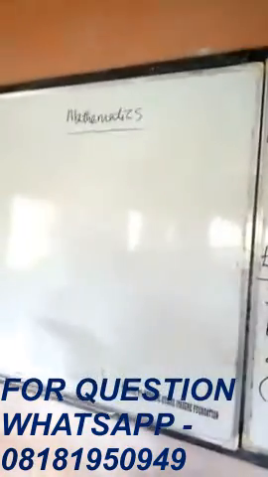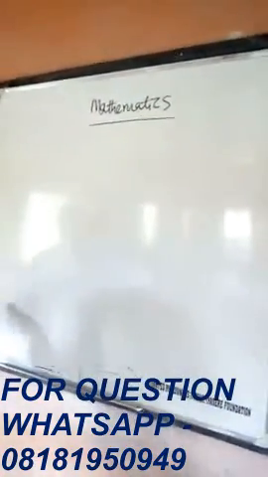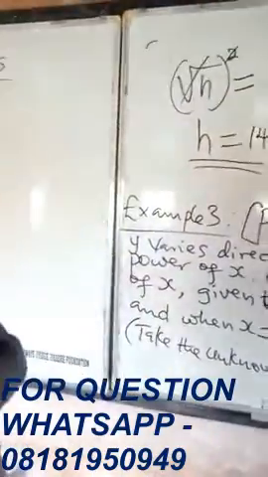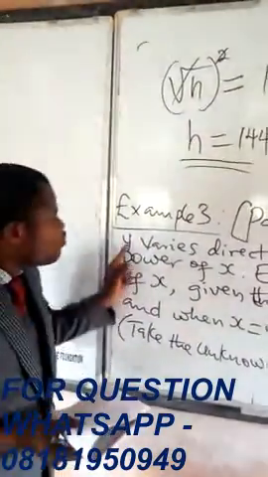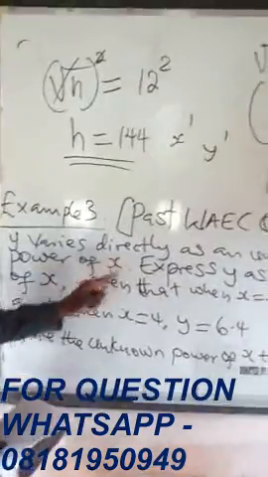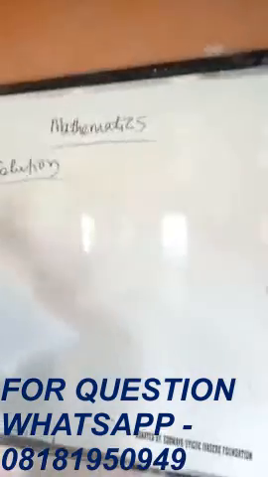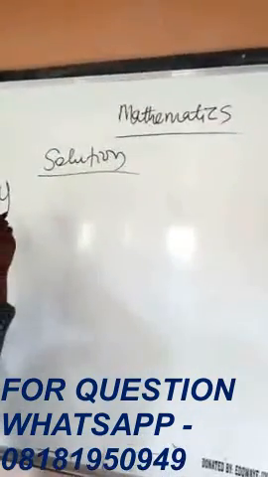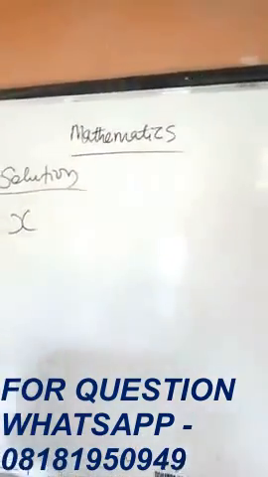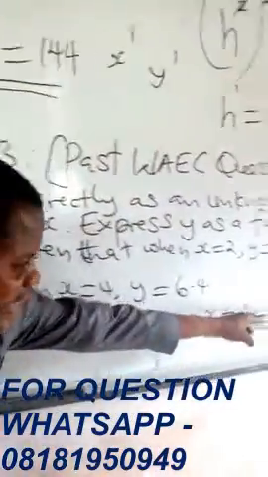Okay, the question once again, let's translate it now. This one is given in sentence form. Take note, it's a word question. y varies directly as an unknown power of x. Solution. y varies directly as an unknown power of x. They said the power of x should be what? Should be n. So let's put n there.